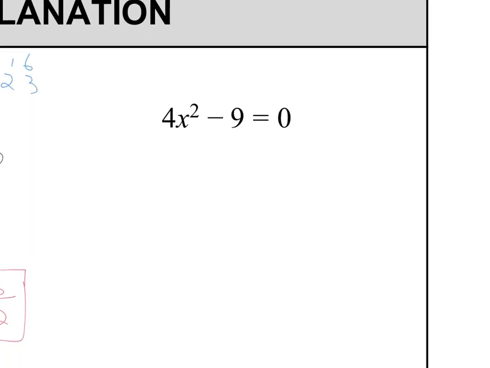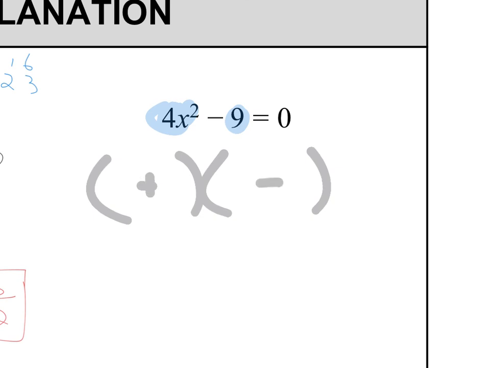4x squared minus 9. Ding, ding, ding, ding, ding. We've got a special factor pattern. All right. So I'm noticing, hey, perfect square to start, perfect square to end. So in my head, I'm thinking, all right, can I use a special factor pattern here? Well, there's only 2 terms, and they're separated by a minus sign. So I get to use the old conjugate pairs pattern. So the square root of 4x squared would be 2x.